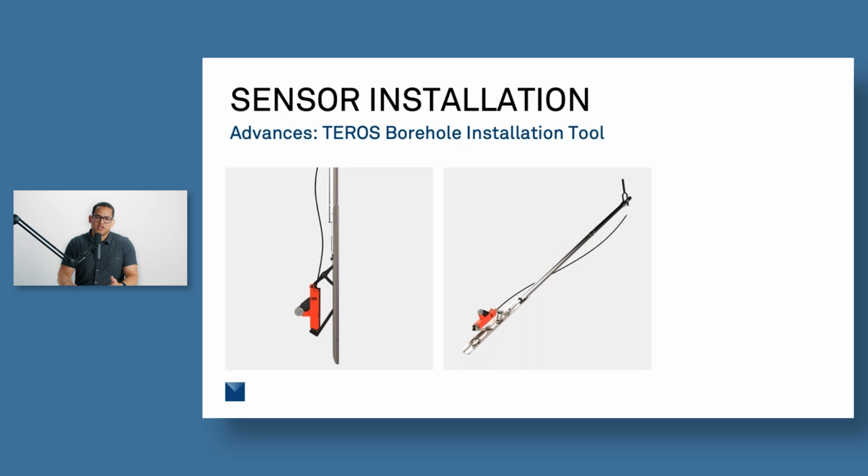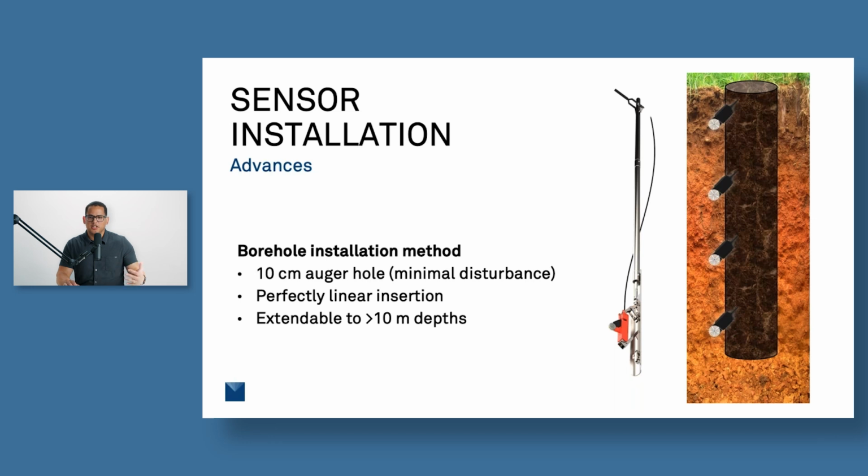Here you can see an example of how this tool works. It has a linear actuator that installs the sensor directly into the sidewall of the borehole. It works with both water content and water potential sensors now, like the TEROS 21. So the tools are one of the key parts behind making good measurements. Typically, you're going to auger a hole down to your desired installation depth, a little bit past that, using a 10 centimeter or 4-inch auger. Then you use the installation tool to install the sensors into the sidewall of that borehole at the desired measurement depth.